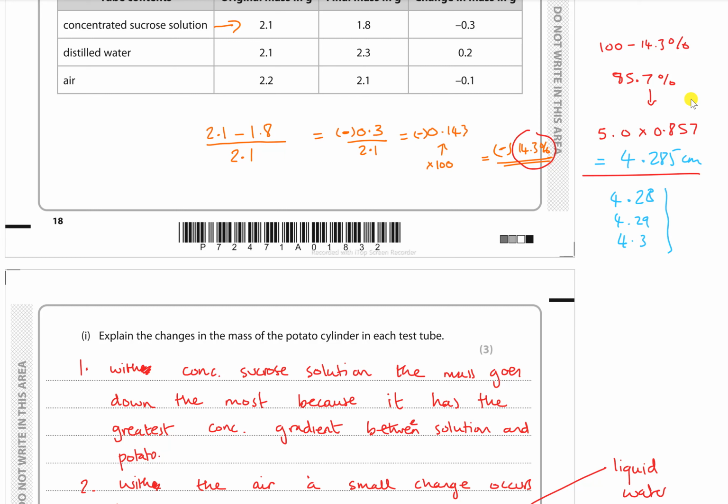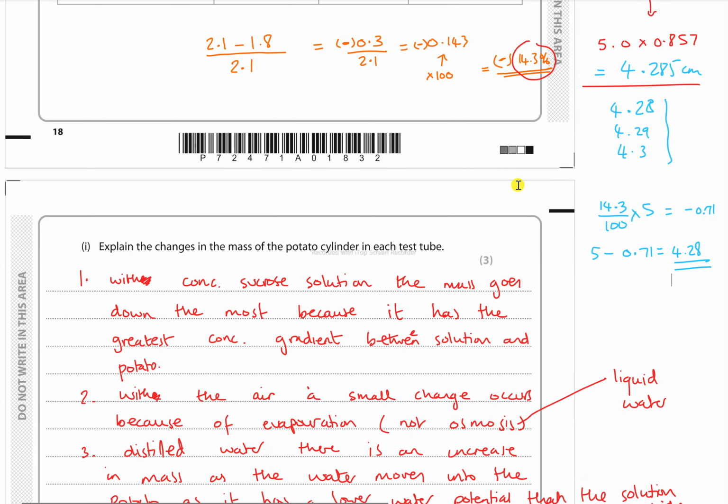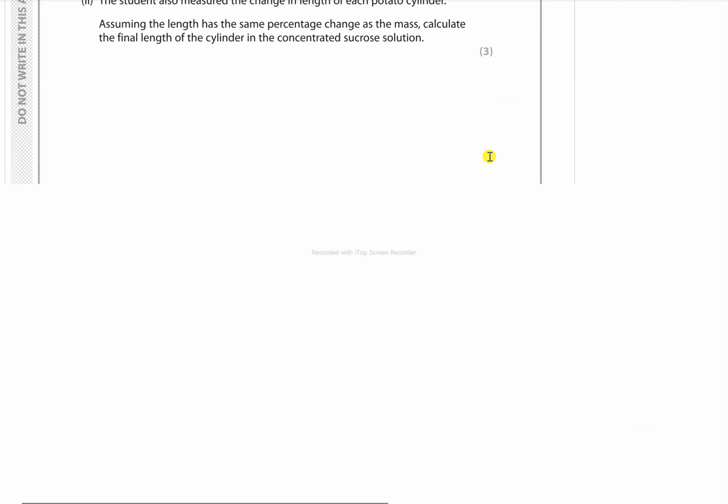Right, that's fine. The other way to do it is to work out 14.3% of 5. That equals 0.71. So then we do 5 minus 0.71 equals 4.28ish. So it gives the same answer. I've just taken this bit from the mark scheme, tried to be clever and do that in my head, and eventually got there. Right, that's fair enough.